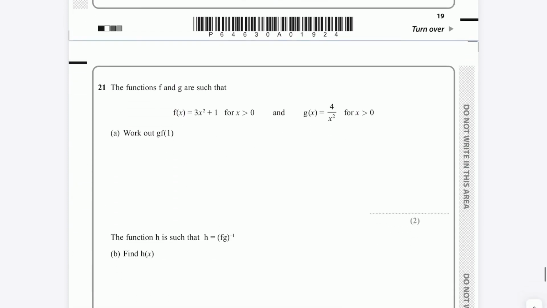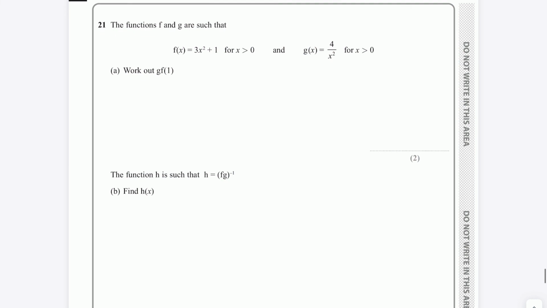So that's that. Moving on to the next one, work out g of f of 1. So let's start with this bit here. So that's just f of 1. That's saying in this equation, substitute 1 in. So if I go with f of 1, instead of x, it becomes 3 bracket 1 squared plus 1. And that becomes 3 plus 1, which is 4.